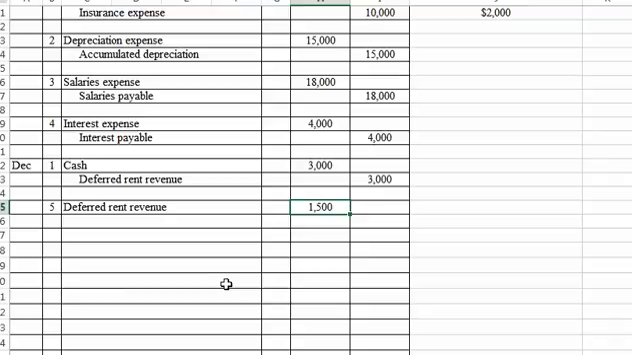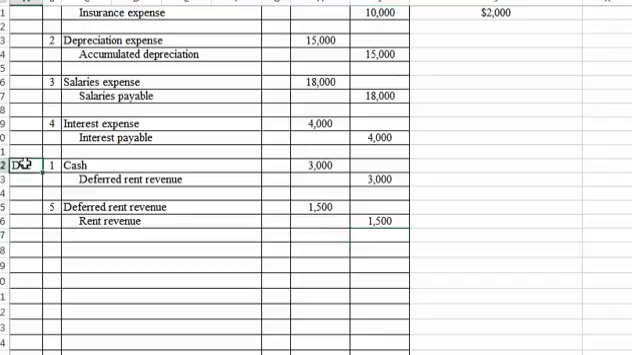If we had received 3 months' rent on November 1st, then we'd be making this entry for $3,000, right? Or if on October 1st we had received 4 months' rent, we'd be making this entry for $4,500. I hope that makes sense. Here our liability deferred rent revenue decreased because that revenue is no longer deferred. We've now earned it by December 31st, right? So now that it's been earned, it can be placed in the rent revenue account. So revenue account increases on the credit side.